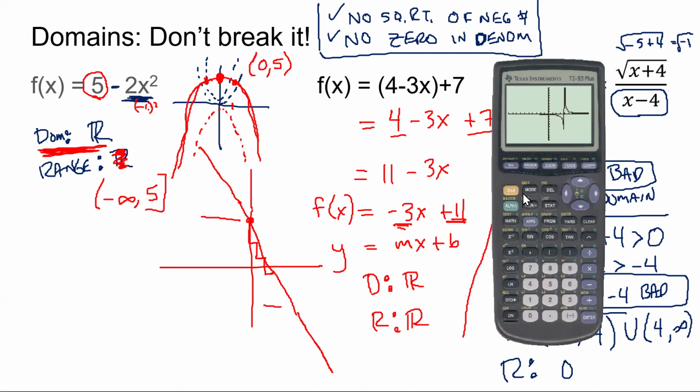All right, but that's taking each piece independently. What we actually have is both of those at the same time. So on top, I want the square root of x plus 4. Try to get it right this time. Close off the square root, and then I'm dividing by parenthesis x minus 4.